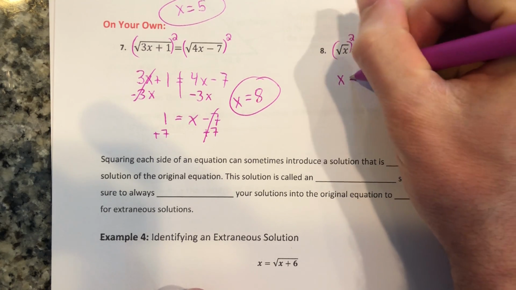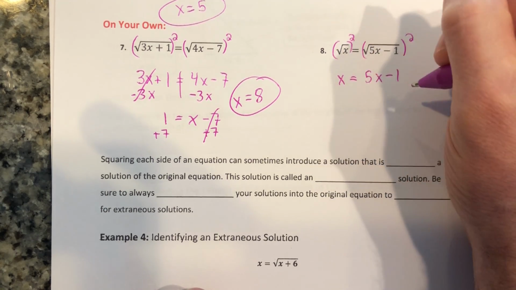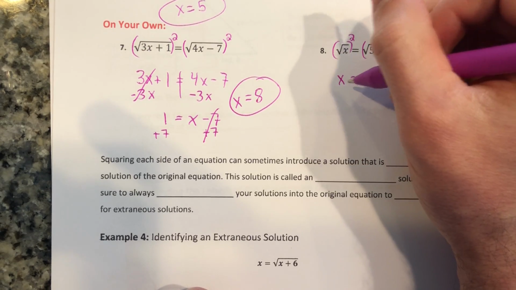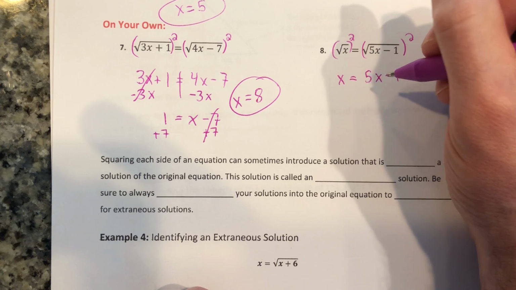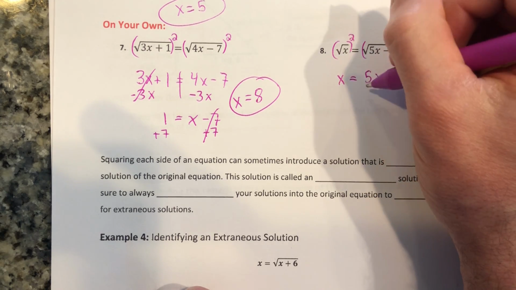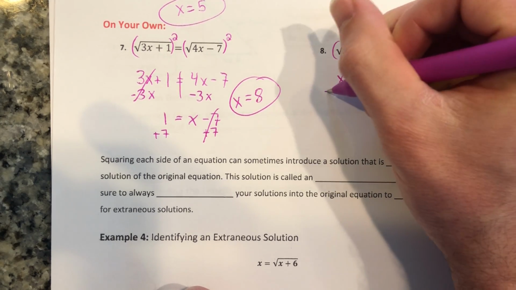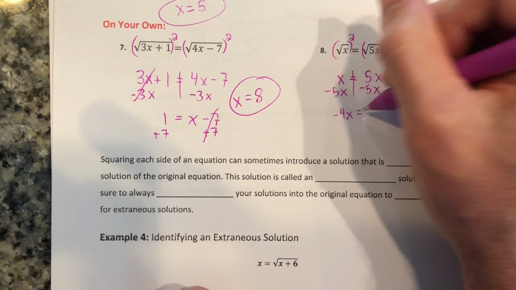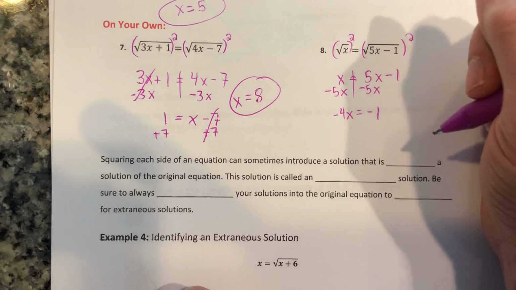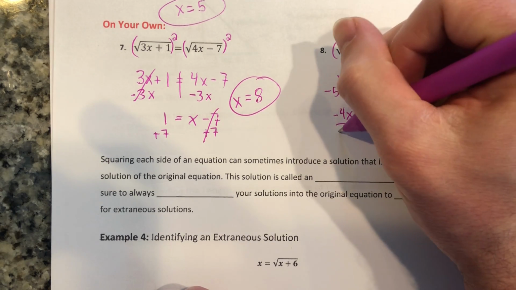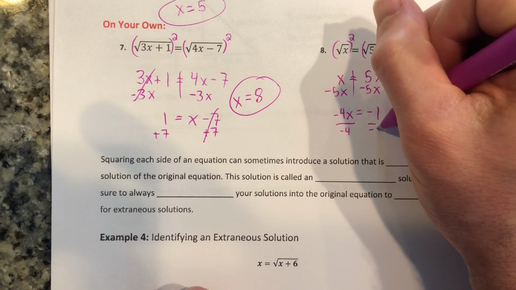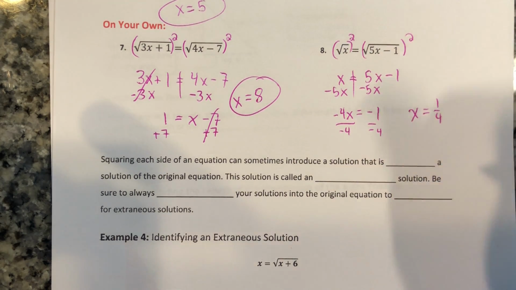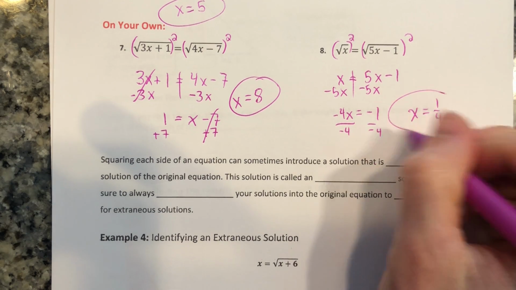For this one, square each side, still because we have the square roots. You get x equals 5x minus 1. I would then, technically you can do 2 things here. I like moving the smaller variable, but let's say I move the larger variable. Subtract 5x, subtract 5x. 1x minus 5x is a negative 4x equals negative 1. And then you just divide by negative 4 here, and you get a positive 1/4 as your solution.